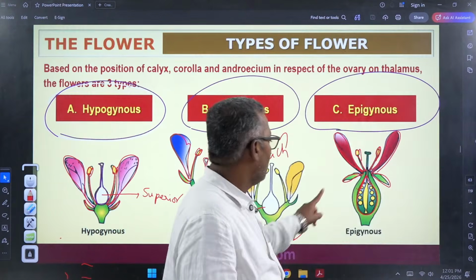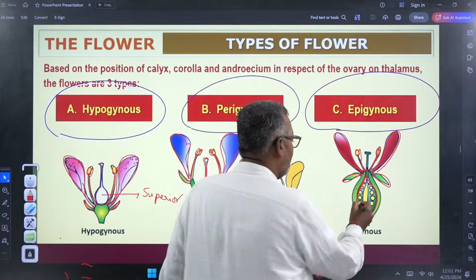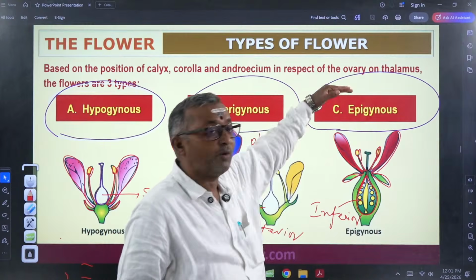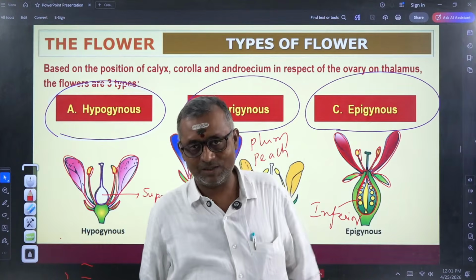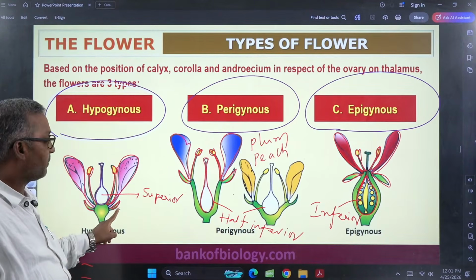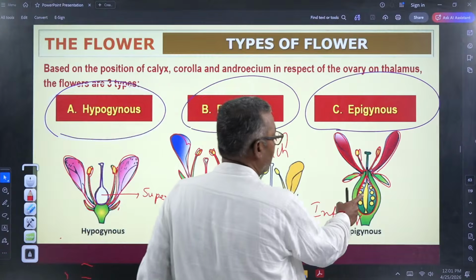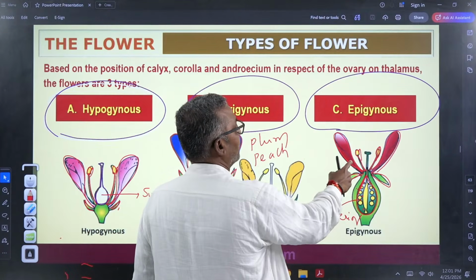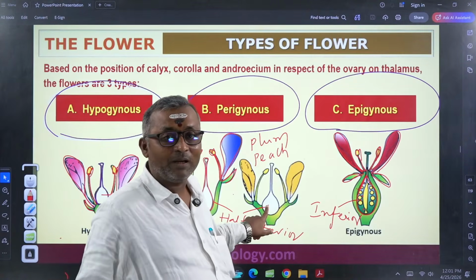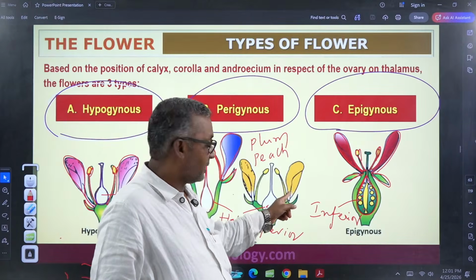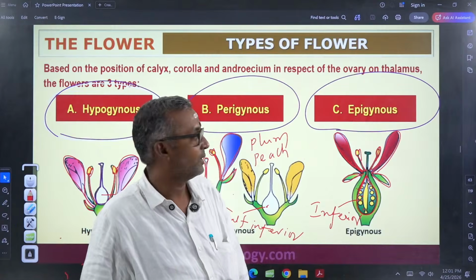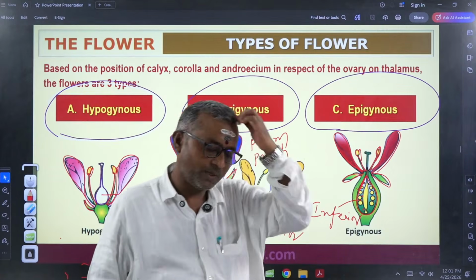That means here ovary position is said to be inferior, and remaining floral parts have superior condition. What about here? Ovary is superior, remaining floral parts are inferior. What about here? Ovary is inferior, remaining floral parts are superior. And what about here? Remaining floral parts are neither superior nor inferior to the ovary. Is it clear?